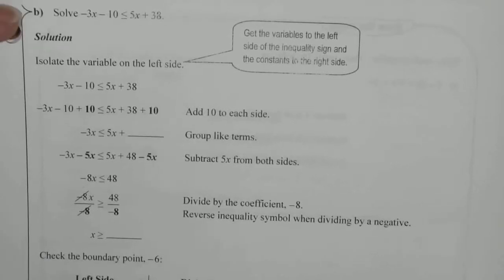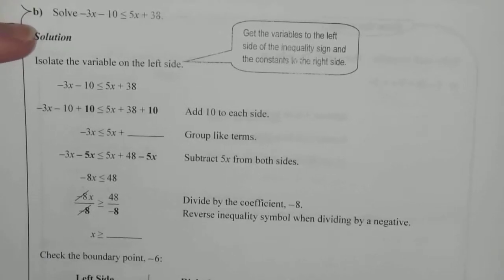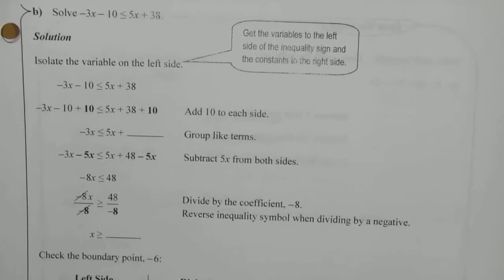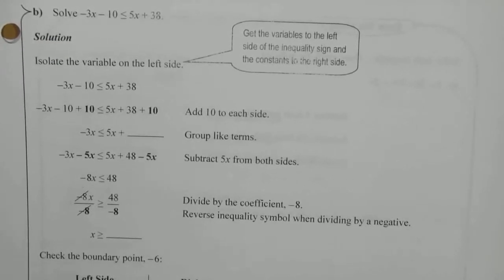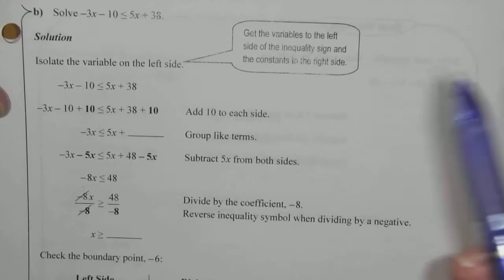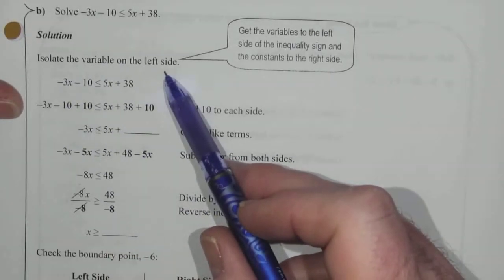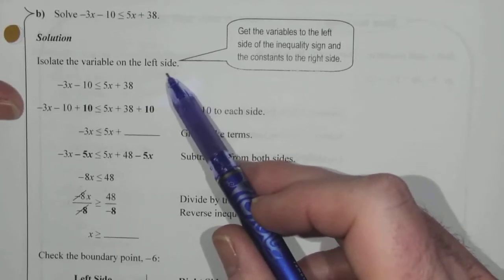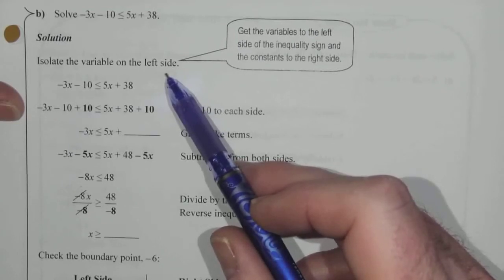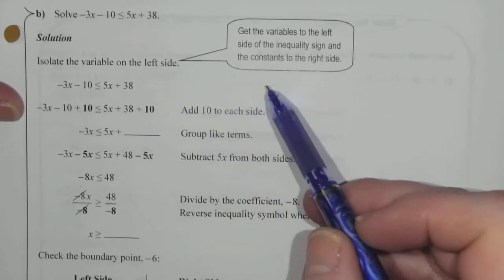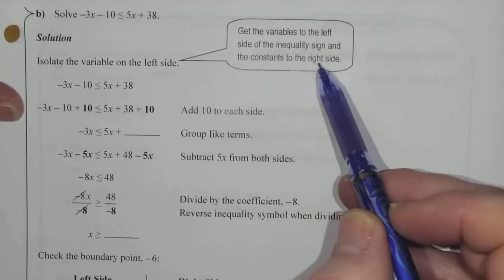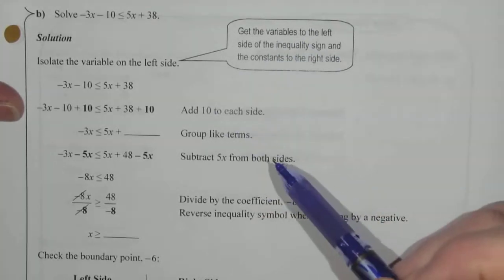Alright, for the next question, solve negative 3x minus 10 is less than or equal to 5x plus 38. This is starting to get a little more complicated with lots of terms involved. So, isolate the variable on the left side. That's a good way to start looking at it. Try and get the variables all on the left-hand side, and then everything else on the right-hand side. So constants will go on the right-hand side, variables on the left.